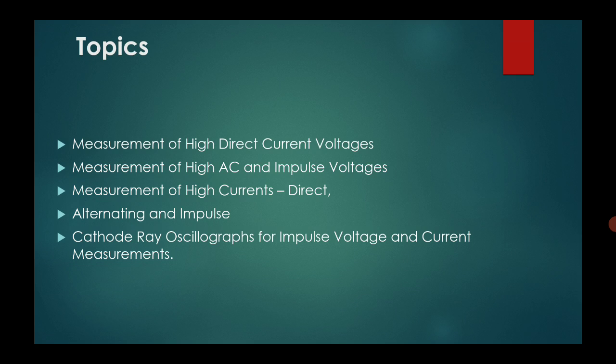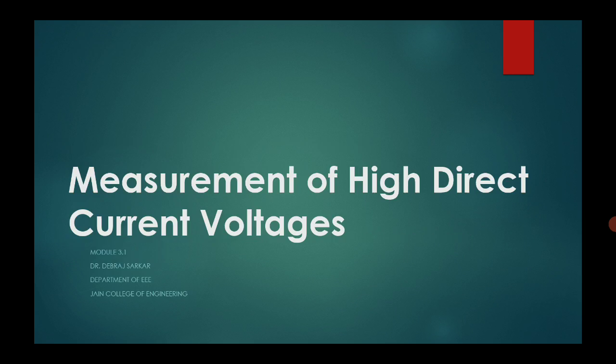Then we will talk about the cathode ray oscillograph for impulse voltage and current measurement. In the last part we will see how the oscillograph is used for impulse voltage as well as current measurements. So let us start with module 3.1, where we will be talking about measurement of high DC voltages.